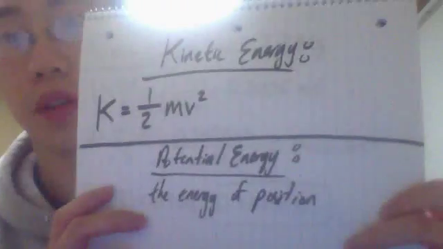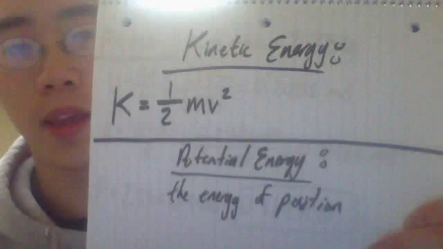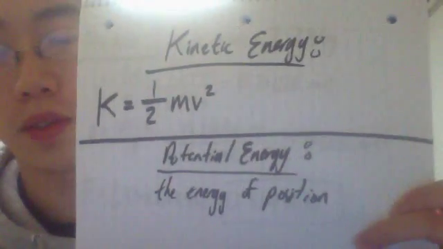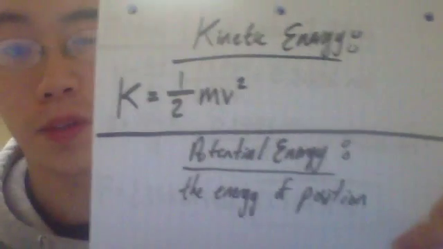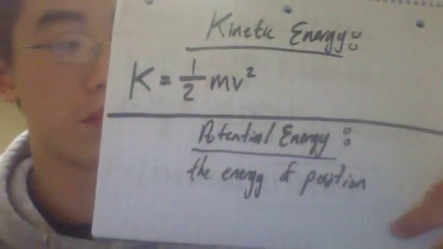Well, the energy parts of work can be in kinetic energy, which is K equals half times mass times velocity squared, or potential energy, which is its potential energy at its resting position.